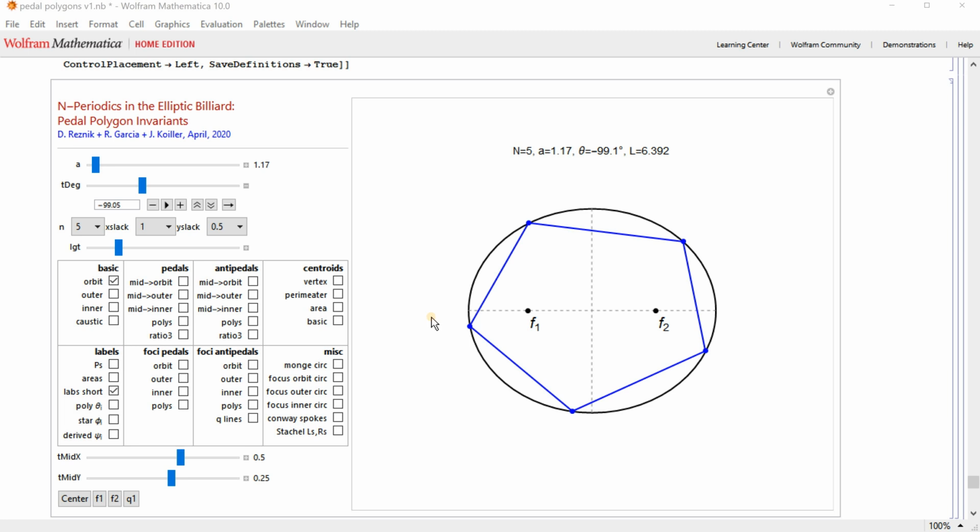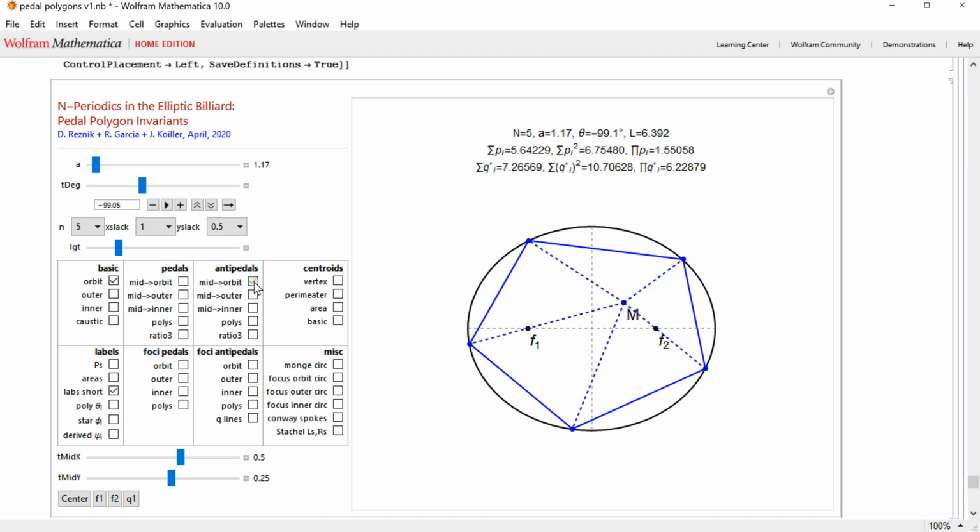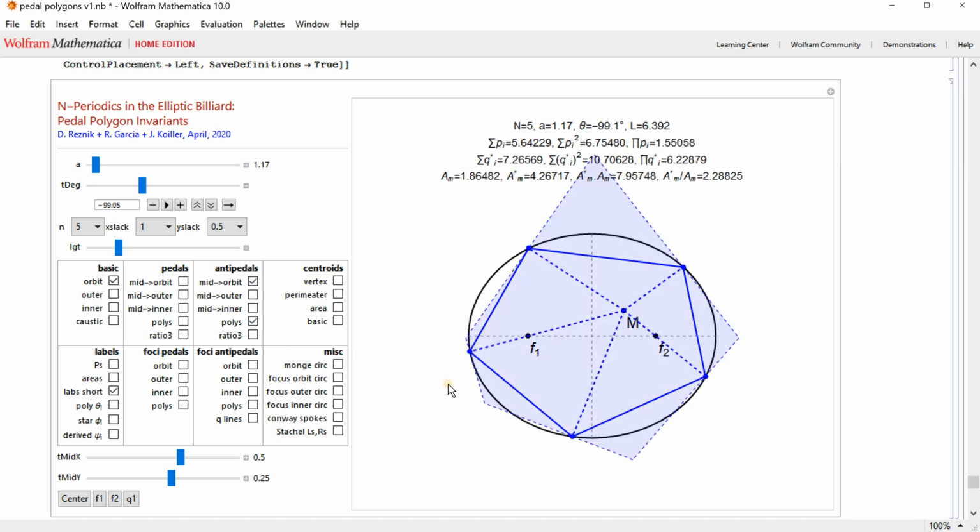Okay, so this video is about a new invariant that we just found today. Take a 5-periodic orbit in an elliptic billiard, and I'm going to go ahead and draw its antipedal polygon. Now, to draw the antipedal polygon, what I need to do is the following.